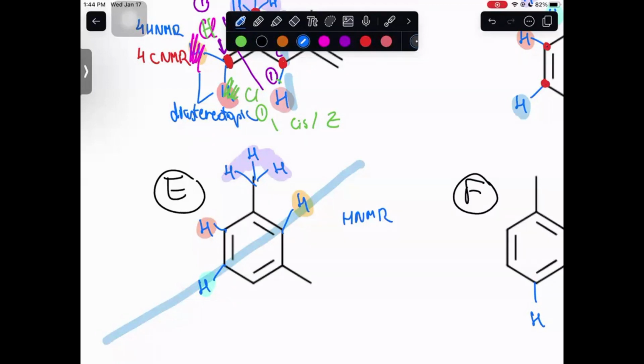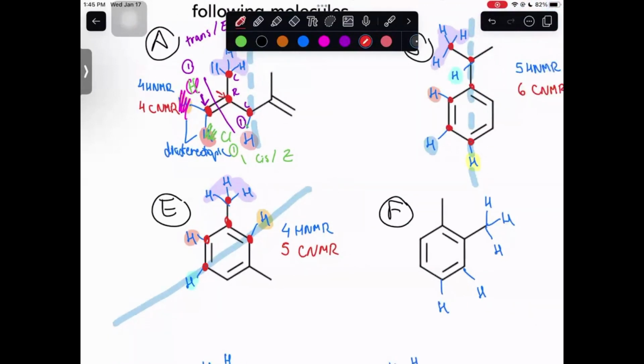Now, what about CNMR? How many signals do you see? 5 or 3? I hear a 3. It's gonna be 5. Again, we're just counting the carbons. We have one here, second here, third one, fourth one, and last one, fifth one. Okay, so far, questions on that? Do we all see that? Are we starting to get more comfortable with counting signals?